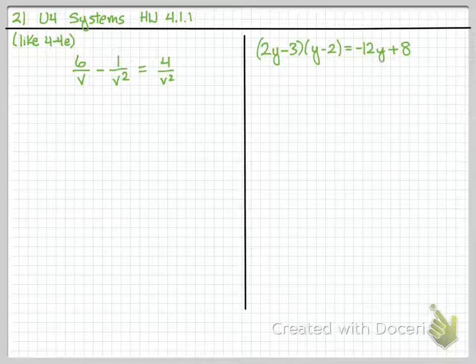Alright, so on the left side I have an equation that is similar to 4-4 letter E, and the one on the right is exactly letter D from 4-4. So I'm going to help you with 4-4E, this is one that looks like it, and then you have to apply it to the one in the book.